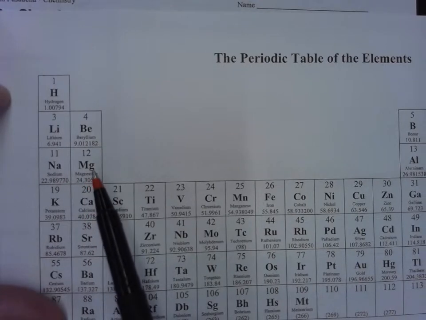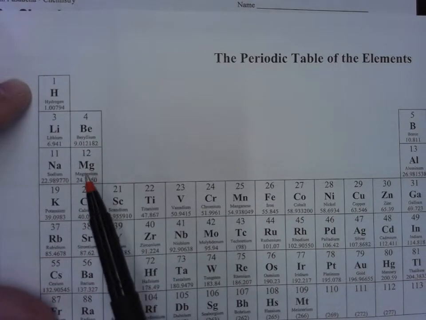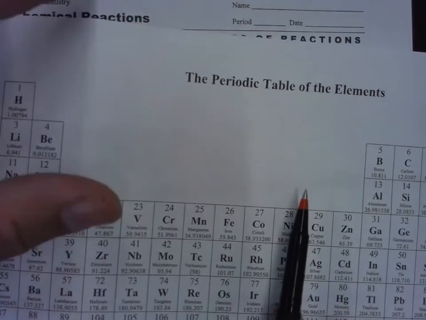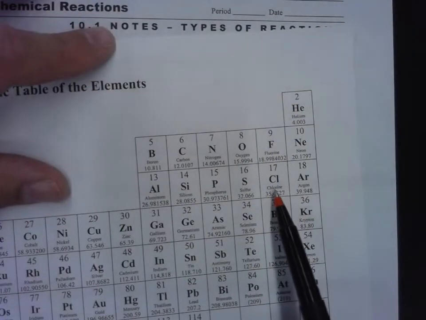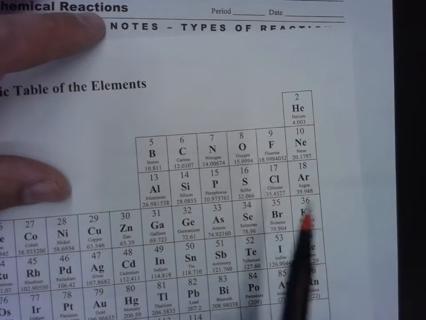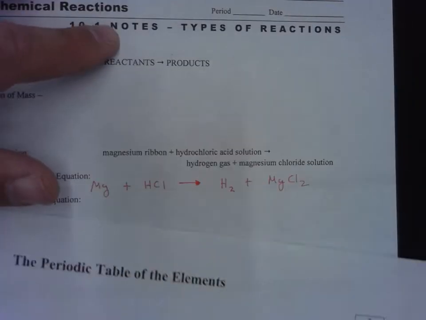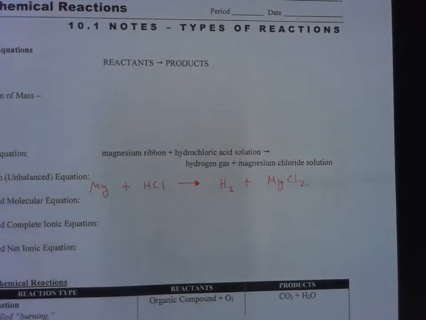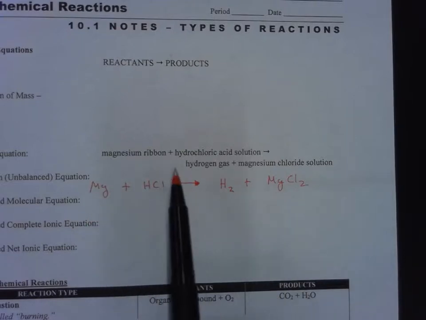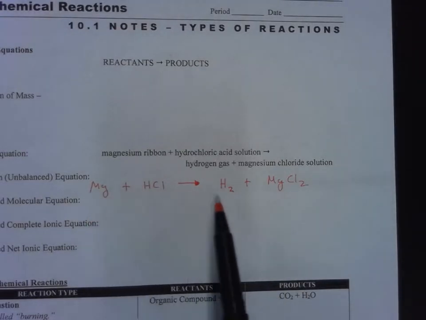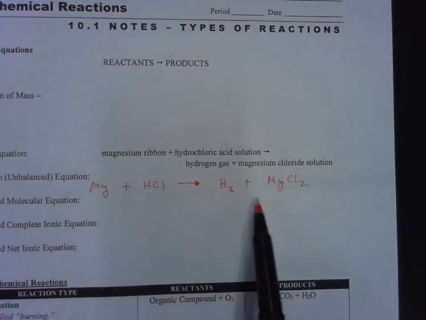Well, I know that magnesium is a group 2 element, so it forms a +2 ion, and I know that chloride is a group 7 element. It forms a -1 ion. Okay, so Mg with a +2 needs 2 of these chlorides to cancel it out. So that's MgCl2. Now if I were to write out the basic equation, it would look exactly like this.